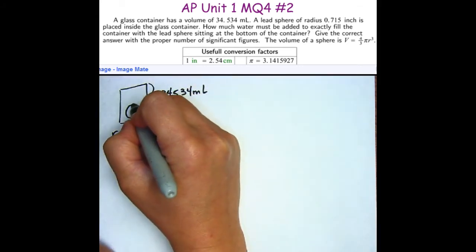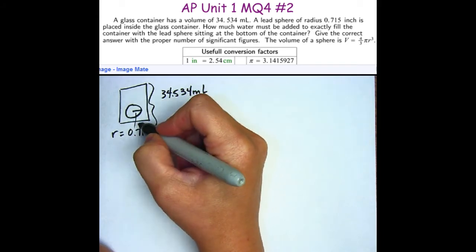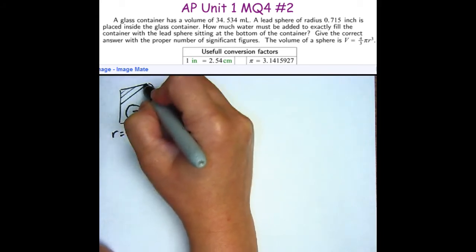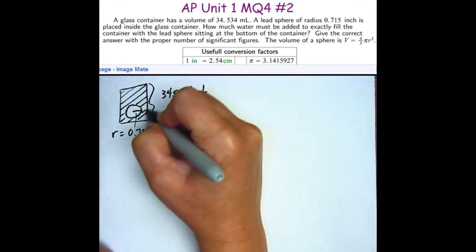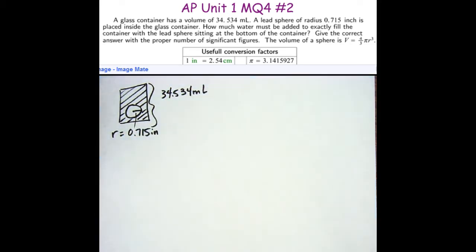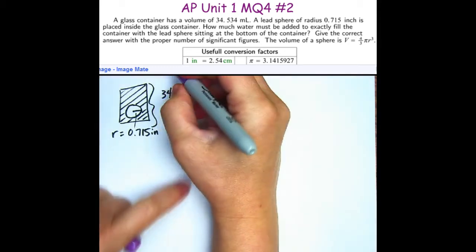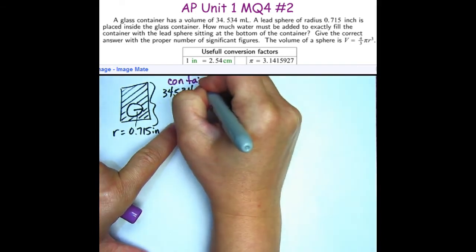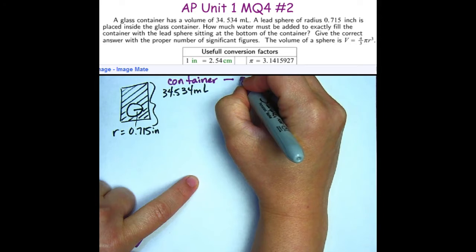So basically the sphere is a space that I need to subtract out of the total space of this container so that I can find out how much water is going to fill the entire container. We have to give our answer in the correct number of significant figures. So we've identified that the total volume of the container is 34.534 milliliters, and I need to subtract out the volume of the sphere.